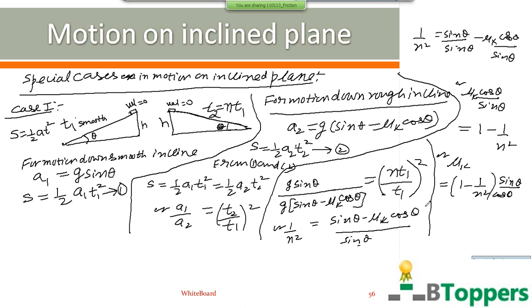That means if the time taken by a block or body to slide down a fixed rough inclined plane is n times the time taken to slide down a smooth and fixed inclined plane with same angle of inclination theta to the horizontal and with same length, then the coefficient of sliding friction between the block and the rough inclined plane is given by mu k equal to 1 minus 1 by n square into tan theta. Of course, if the angle of inclination of the inclined plane is 45 degrees, then tan theta can be taken as 1, tan 45 degrees is 1, then you get mu k equal to 1 minus 1 by n square.